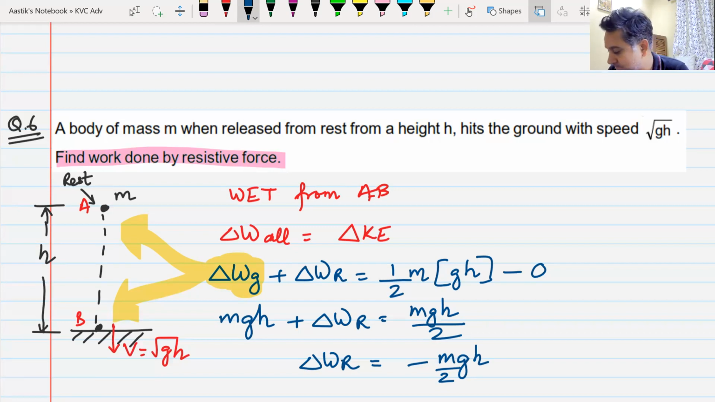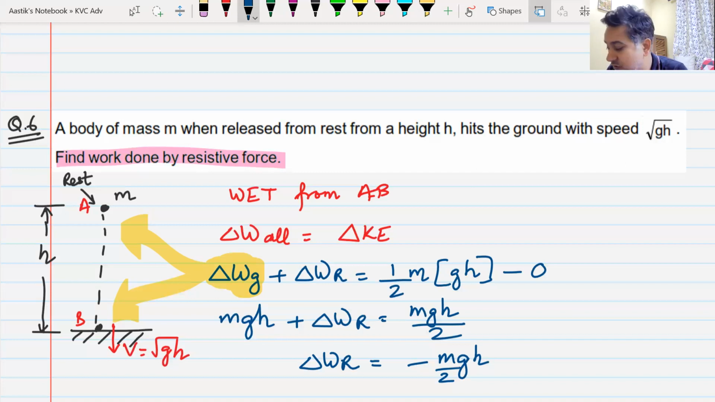Sir, I have found the resistive force. If you don't read the question properly, I don't know. You cannot find out the resistive force. The resistive force may not be constant. You can only find out the work done by the resistive force. Unless and until they tell you that the resistive force is constant, you cannot find out that resistive force. I don't know what you were doing.